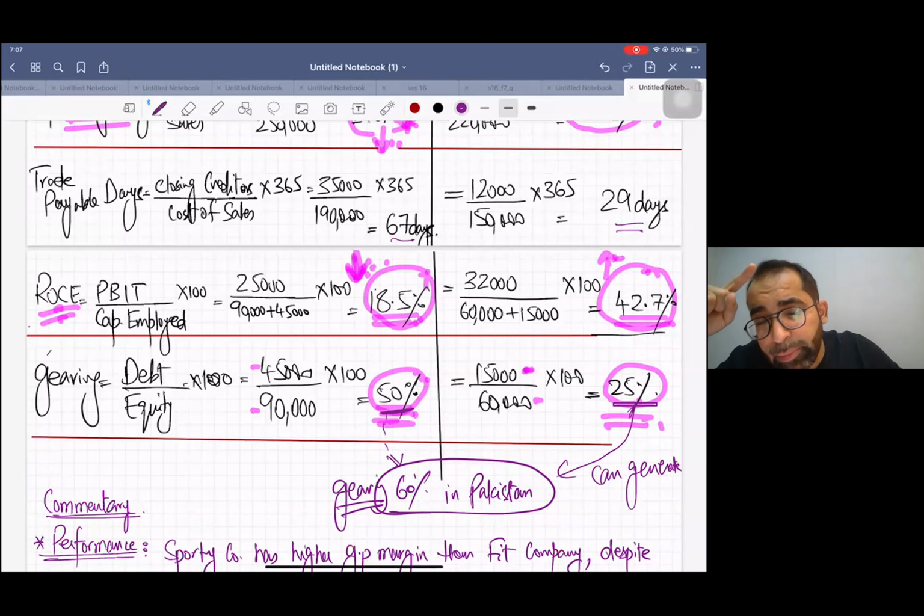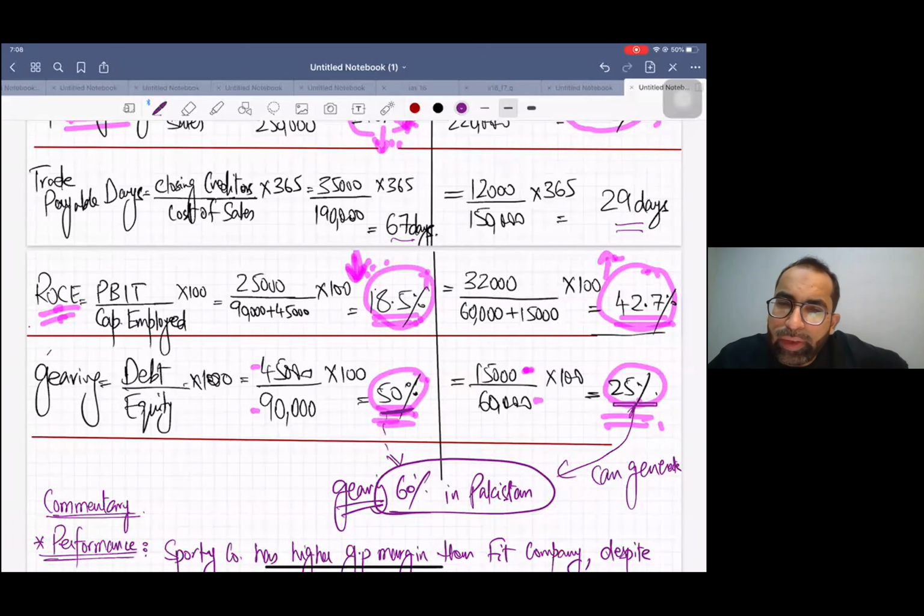So hope you remember there was one line in point number 2. Hope you remember. And it was written that Sporty company has planned to go international. Sporty company has planned to expand internationally. Yes, they can expand through more loans. They have the ability to take more loans because their gearing is already lower.